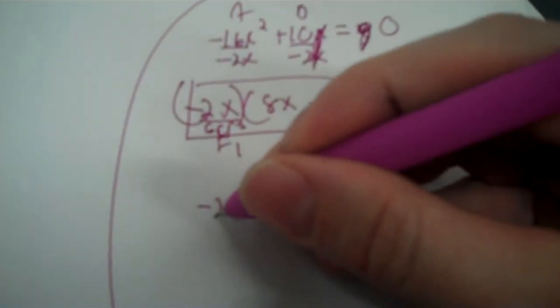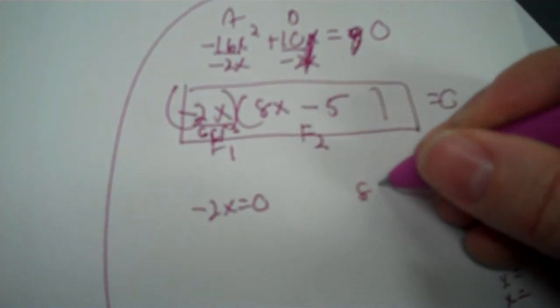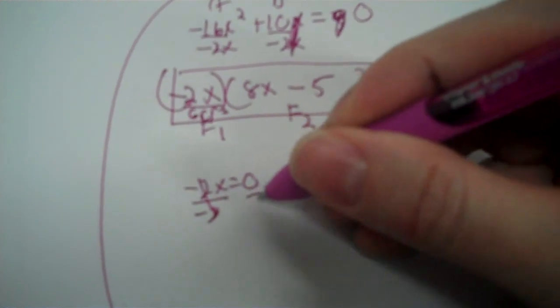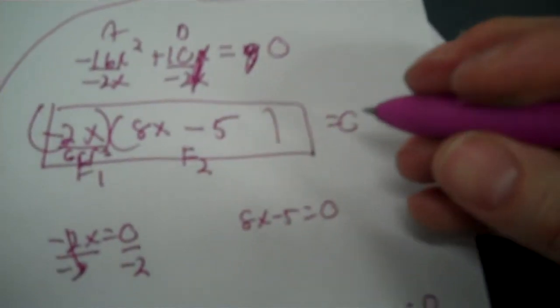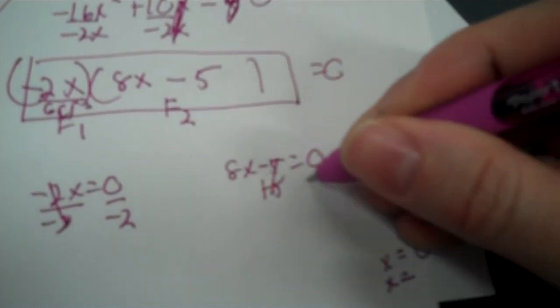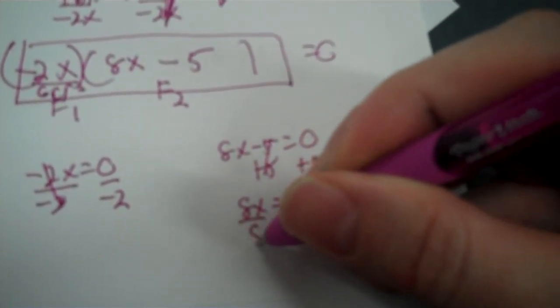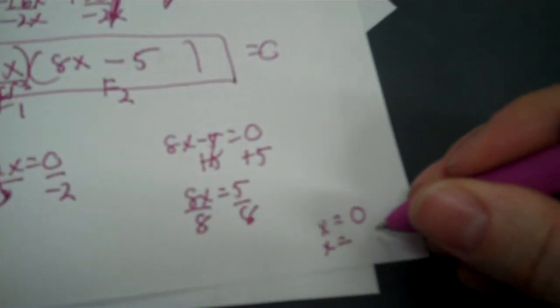Okay, so negative 2x equals 0. 8x minus 5 equals 0. So we get 0. 0 is like a throwaway solution. You have it, and I want to see it, but 5/8 of a second. Okay, that's it.